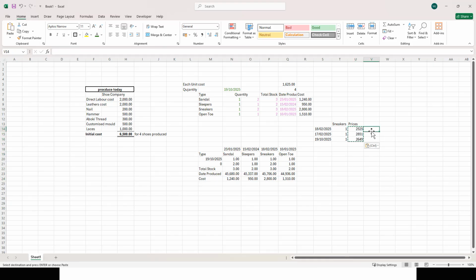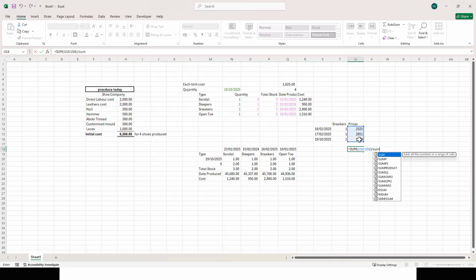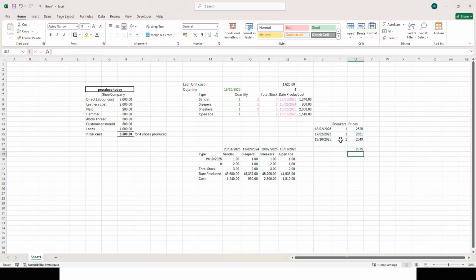So now this is where we now have weighted average. Let's assume they don't have the same reference. So what I'll now do is I'll say, okay, since I'm selling sneakers and I want to use the weighted average, because they have different prices, I'll then say equals sum of this, right? Divided by what? Sum of what? The quantities of the sneakers. Is that correct? Then the weighted average price is 2675.